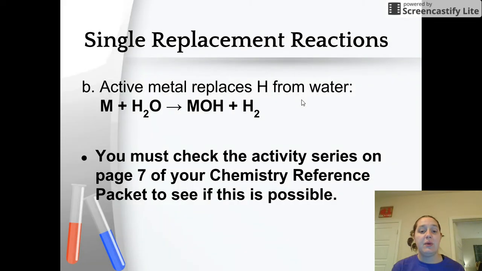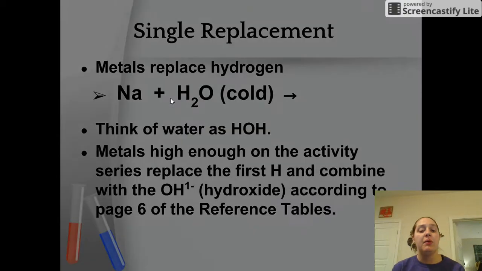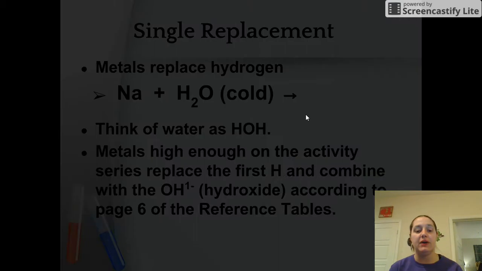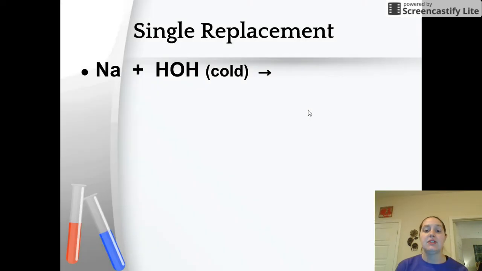I do want to quickly forward to another one, that B type where a metal is replacing water, or replacing the hydrogen in water. I want to point out that you need to think of water as HOH. So the sodium is going to try to replace this first hydrogen. If sodium is higher than this hydrogen on the activity series, it occurs. Turns out in this case, it is. So because it's higher, this reaction does occur.